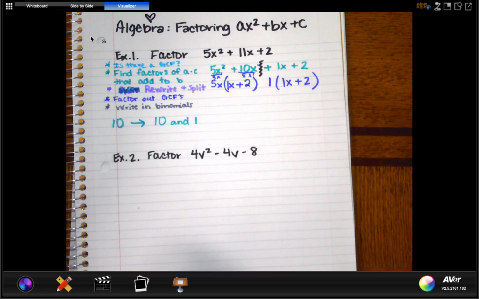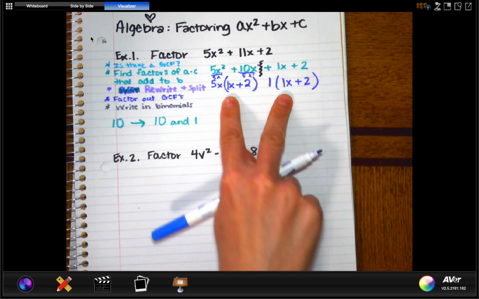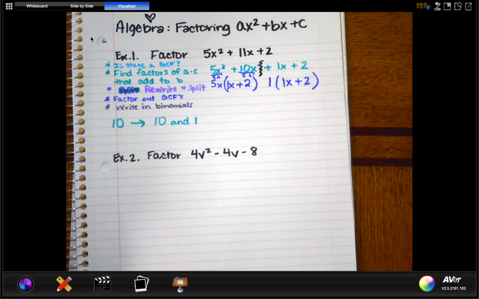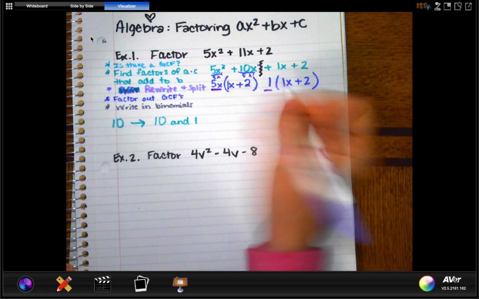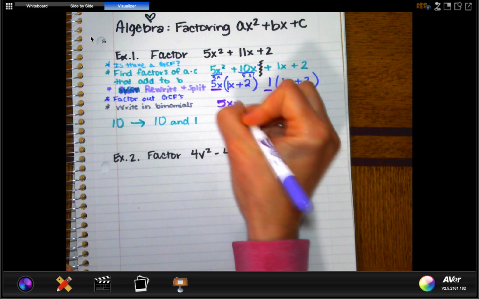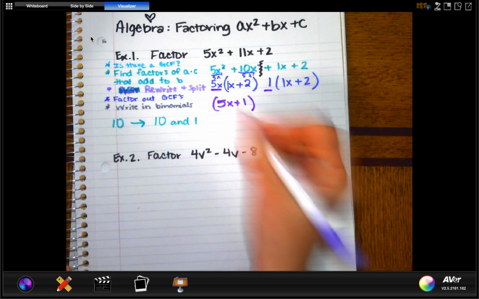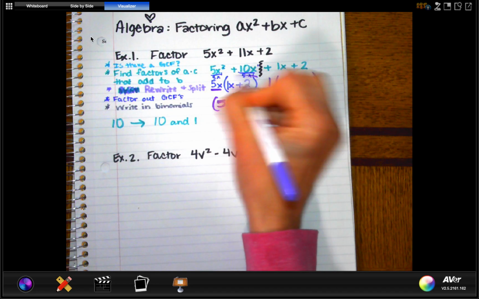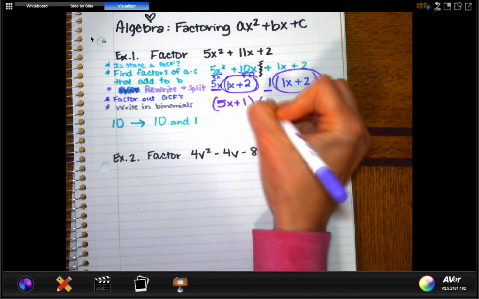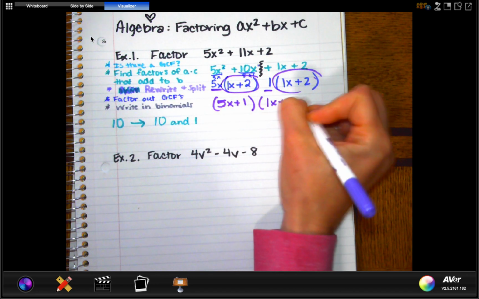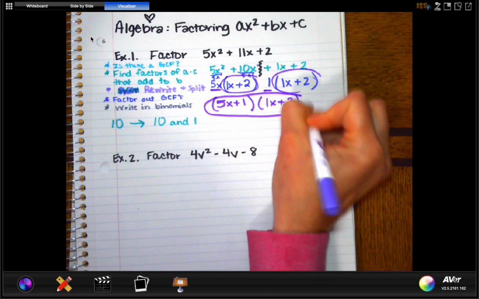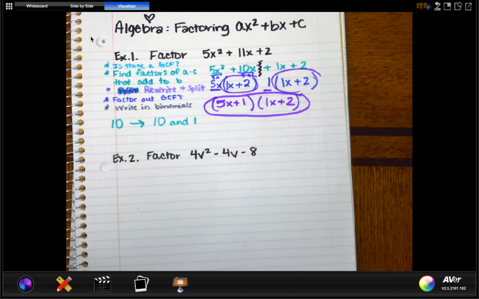And then the last thing is we're going to rewrite this as 2 binomials. We're going to take these two GCFs, the 5x and the 1, and put that in our first binomial. And our second binomial will be the one that matches here, the 1x plus 2. And this, friends, is the final answer. That's the factored form of that polynomial. Okay, cool. 1 down, 1 to go.